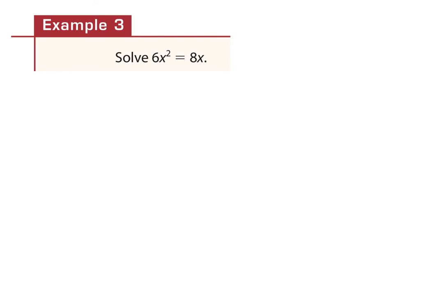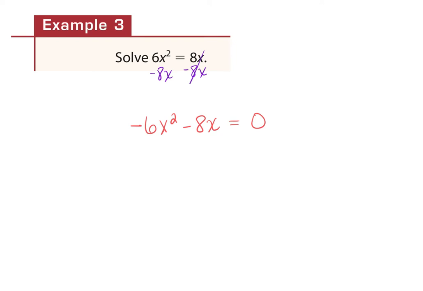All right, once again, it is not in standard form. I need to move everything to one side. So I'm going to move this 8x over by just subtraction. Because that's a squared and an x, they do not combine. So I have negative 6x squared minus 8x on this side, and I have 0 on that side.